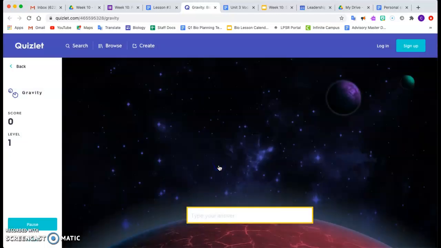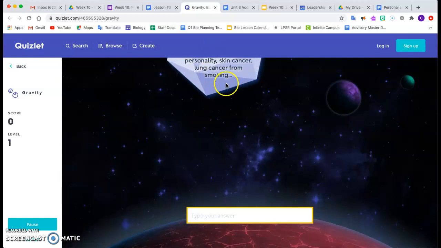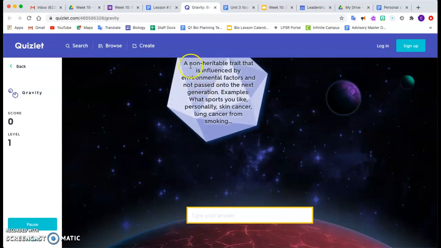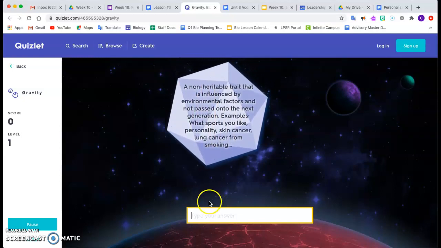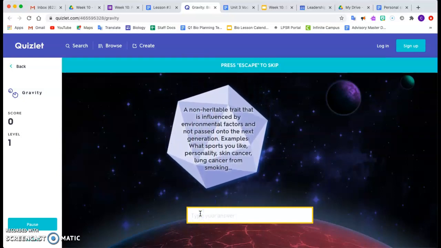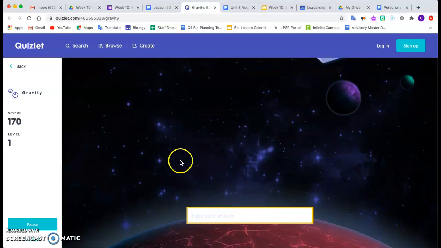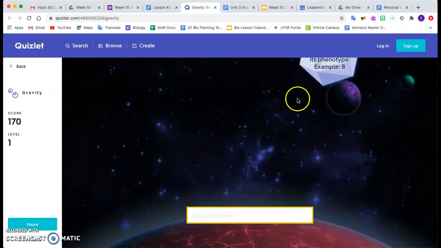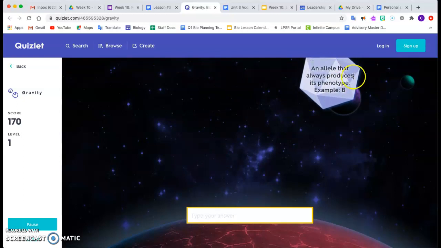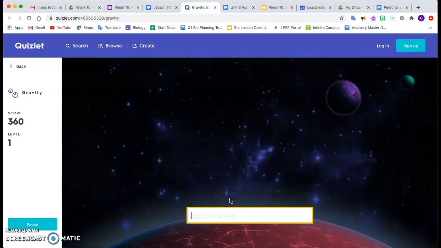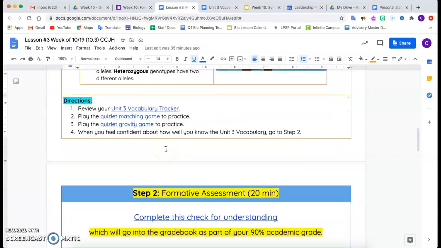So when you answer with the term, it'll come up with the definition. So a non-heritable trait that is influenced by environmental factors. Oh my gosh, I know that, this is acquired trait. Whew, and it disappeared. See? So it's a fun game that you can play. An allele that always produces its phenotype. Oh my gosh, dominant. So it's a lot of fun. It's a little bit stressful, but in a good way, you know.